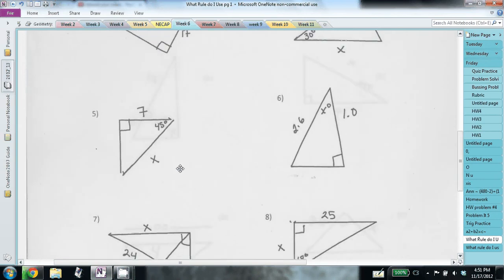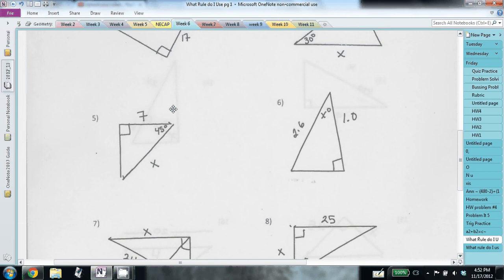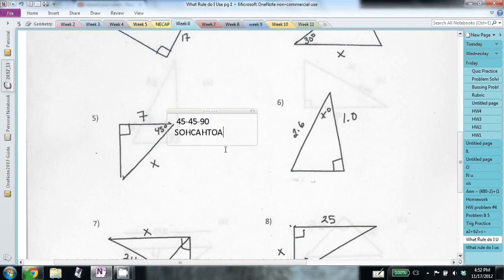Number 7. I've got a leg 7 and I'm missing the hypotenuse, but it's 45 degrees, so I know I could use 45, 45, 90. And that probably will be the fastest. I can use, if I want, SOHCAHTOA here. That will also work. The trig ratios will be probably a little bit more work, but the 45, 45, 90. But if for some reason I'm not remembering the rule or can't find my card and I have a calculator handy, SOHCAHTOA will work.